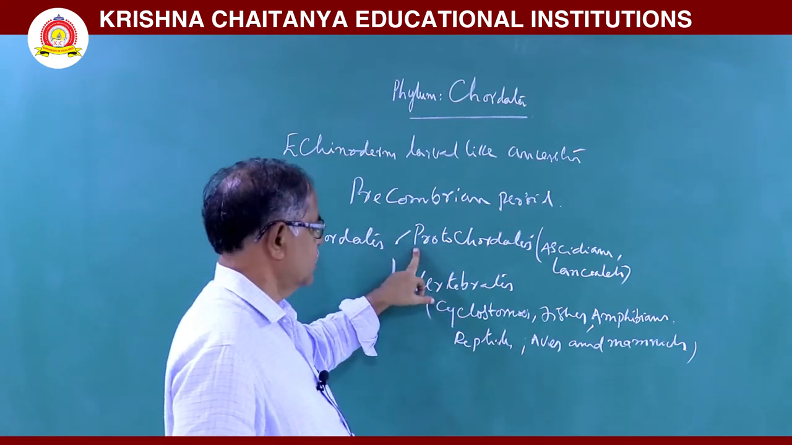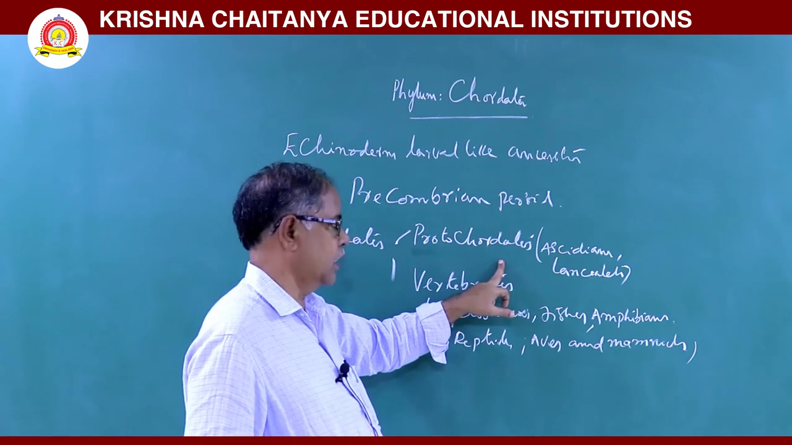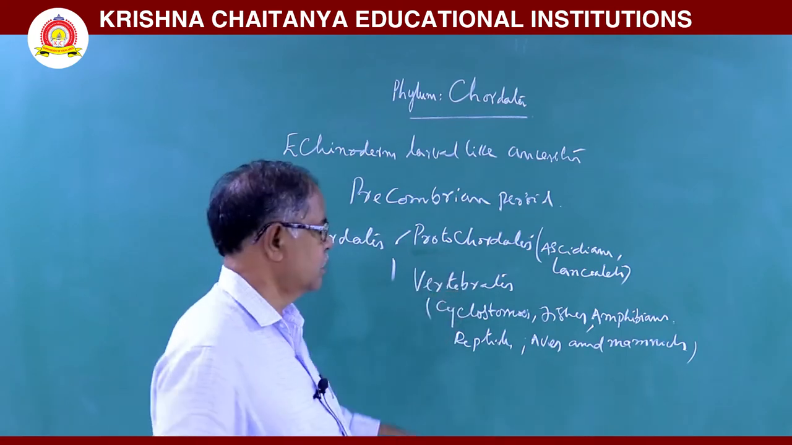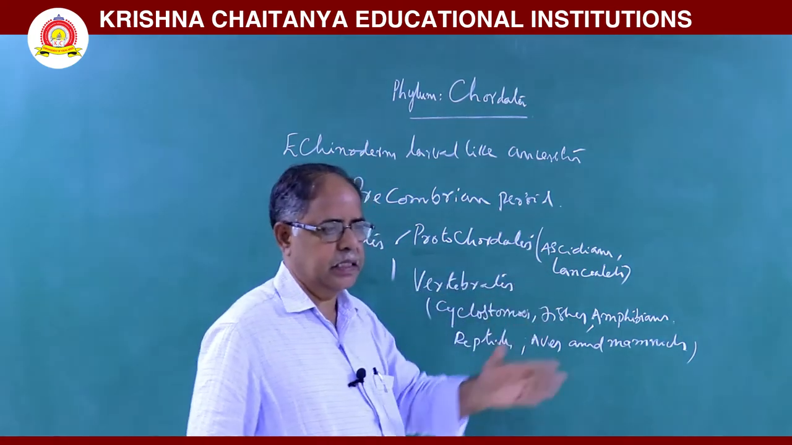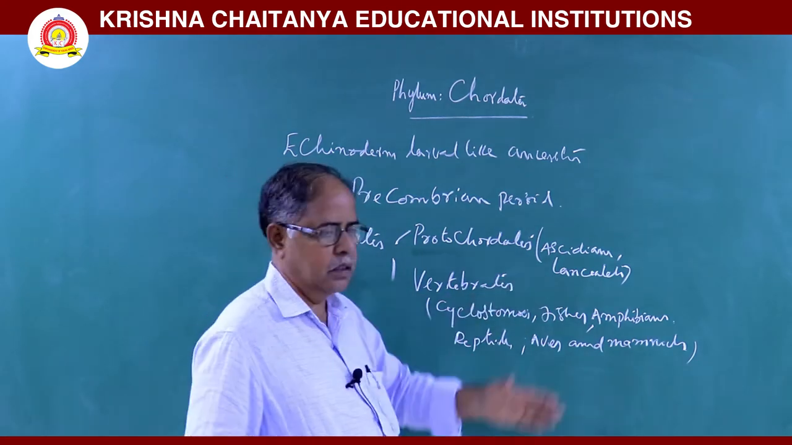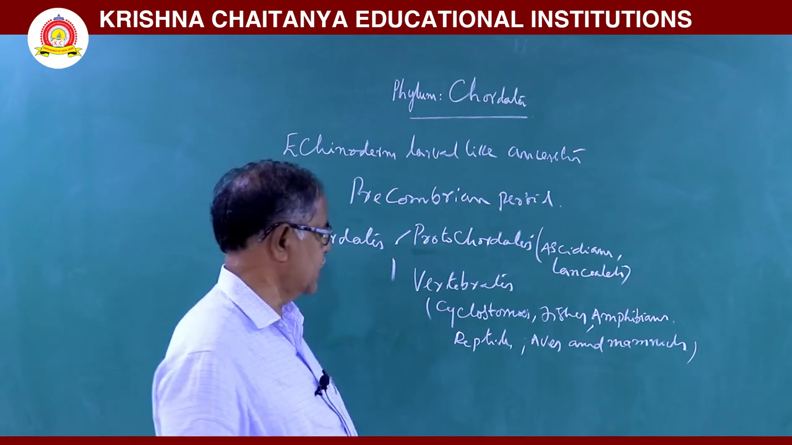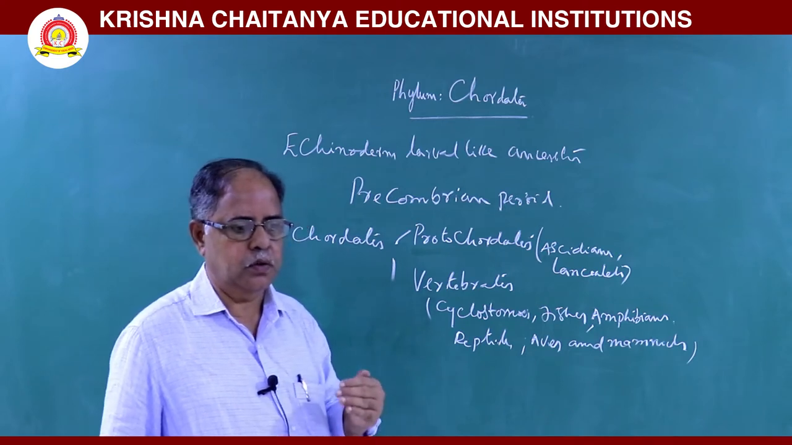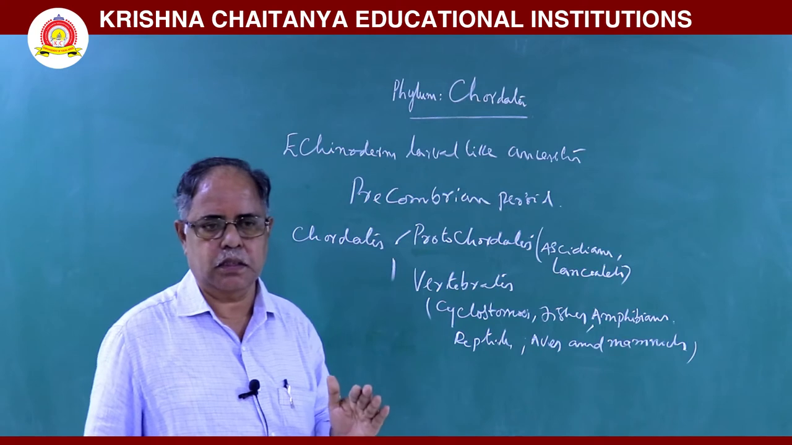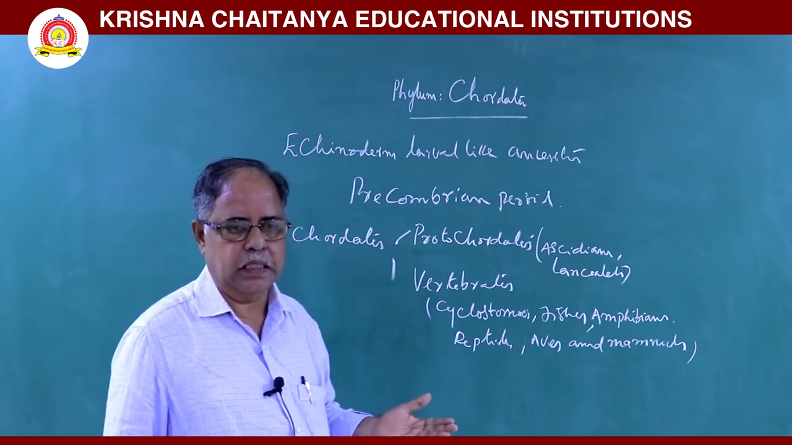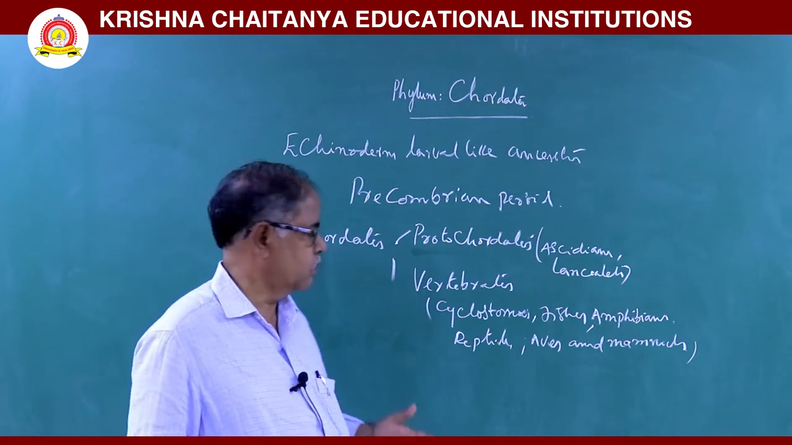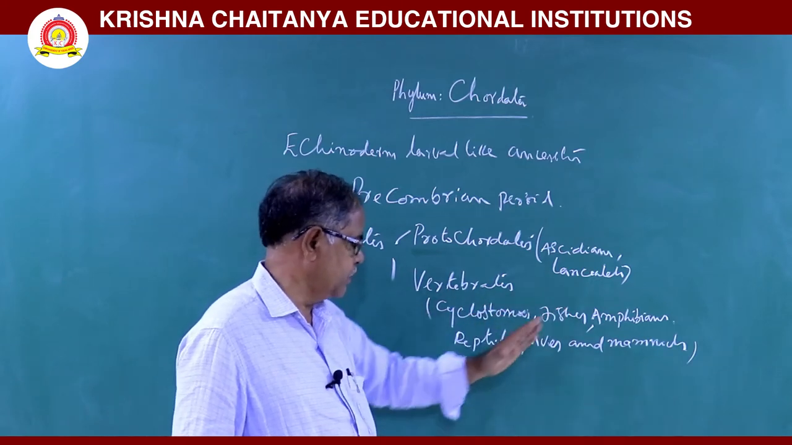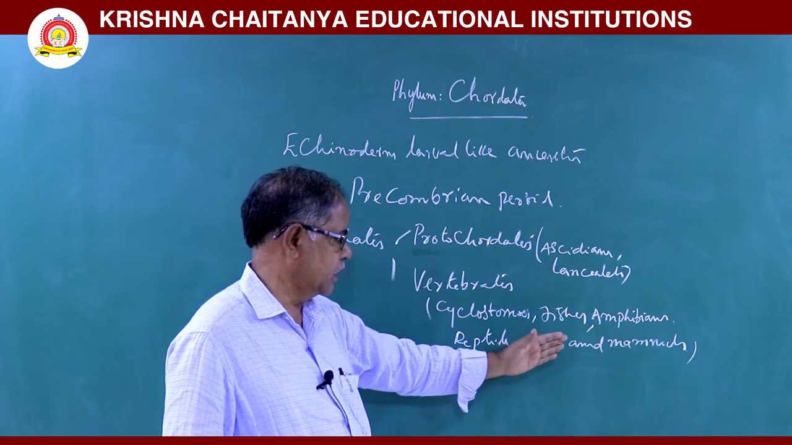In protochordates, the notochord is present throughout the life. In some, this notochord is present only in larval stage, that is in the tail region. For example, in ascidian, next lanceolate, for example amphioxus, throughout the life the notochord is present. Next, vertebrates. In vertebrates, this notochord is present during embryonic stages or larval stages. After that, it will be replaced by vertebral column. That type of chordates are called vertebrates. Examples: cyclostomes, fishes, amphibians, reptilia, aves, and mammals.